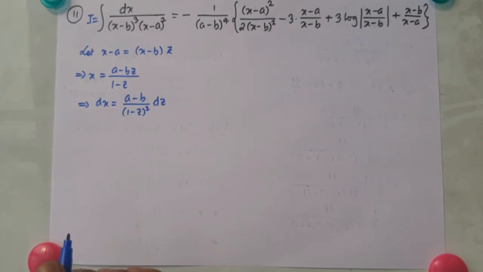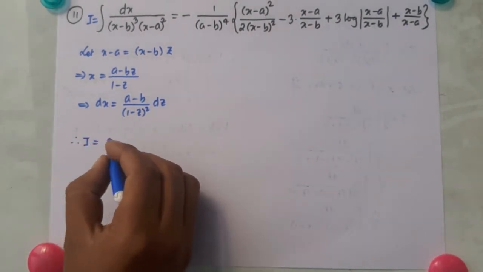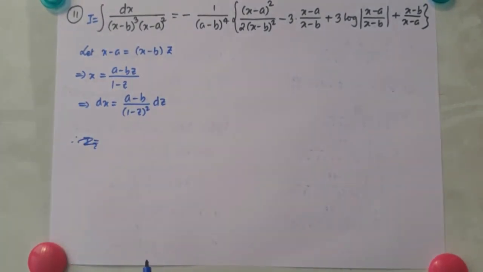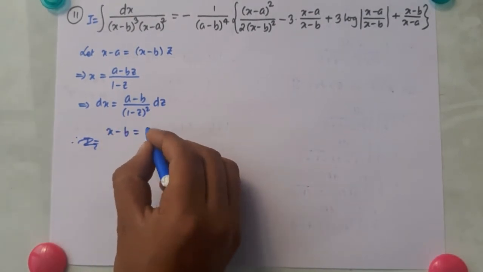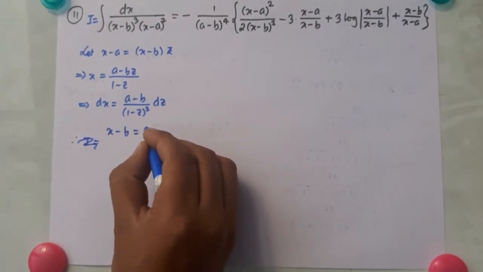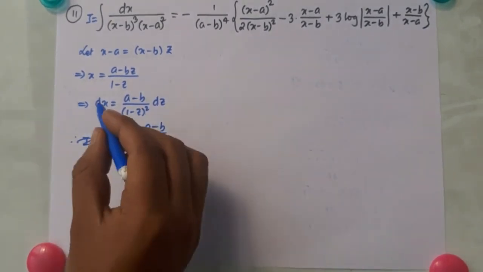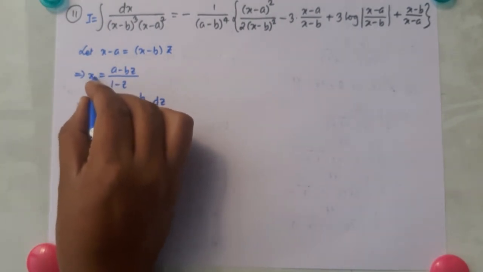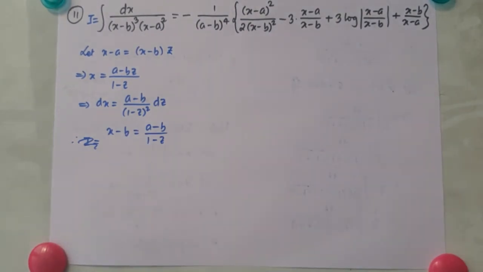So therefore your integral I will become, let me write the value of x minus b for you. The value of x minus b will be a minus b divided by 1 minus z. Just subtract b from this, so you will get x minus b, and this will turn out to be this much. You can verify that.